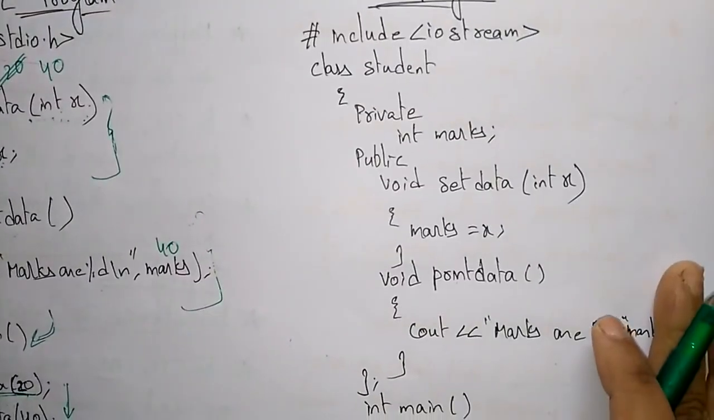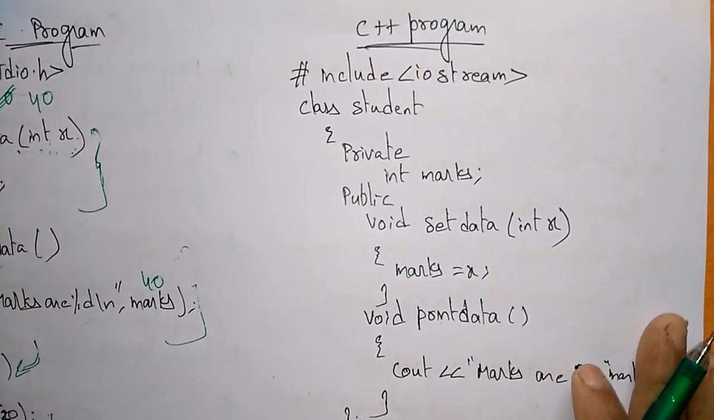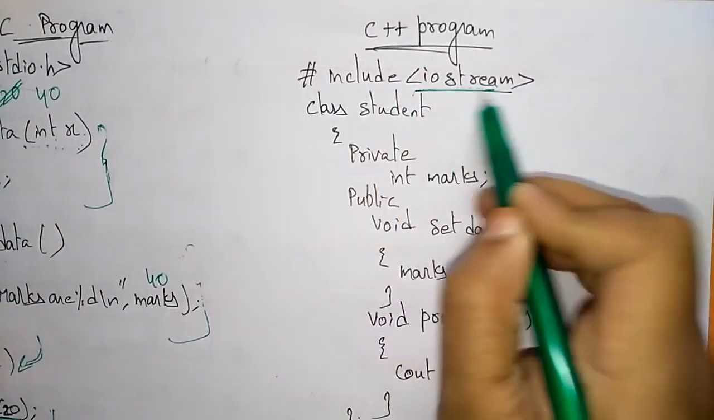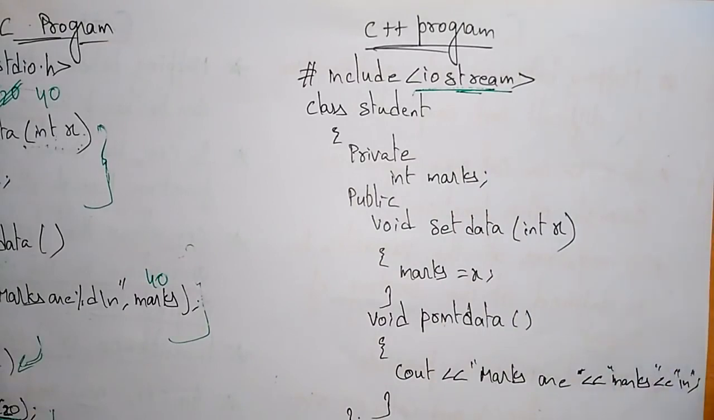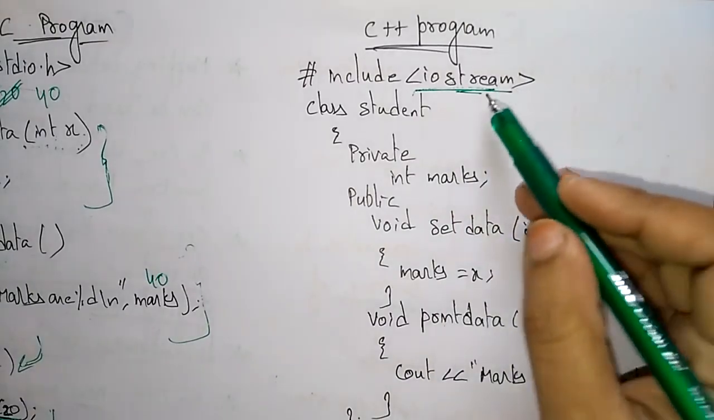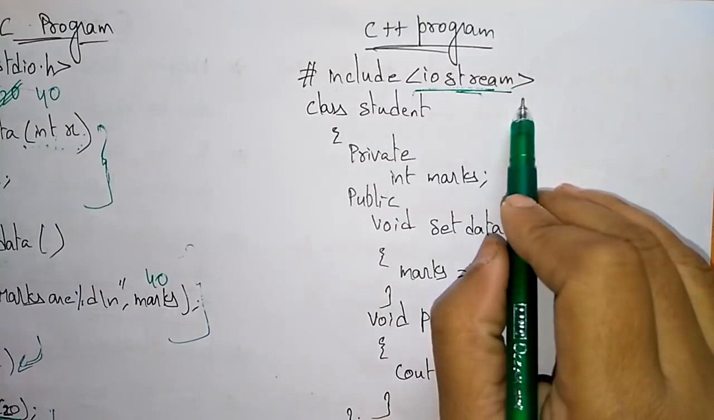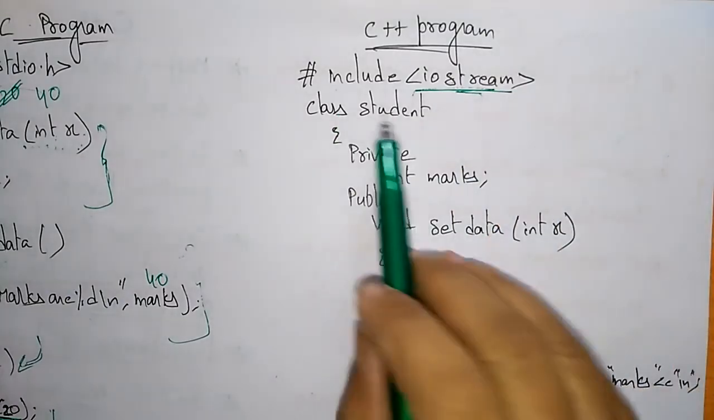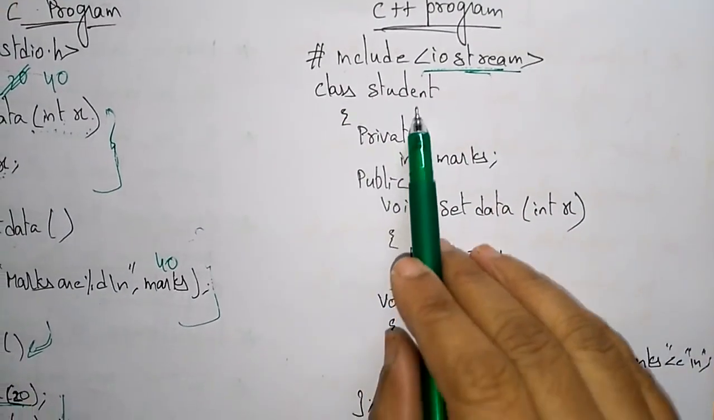So now coming to the C++. In the C++ program, hash include iostream is for input output. For the cin and cout, we use the library function. This is the predefined function. So include iostream. Now class student.